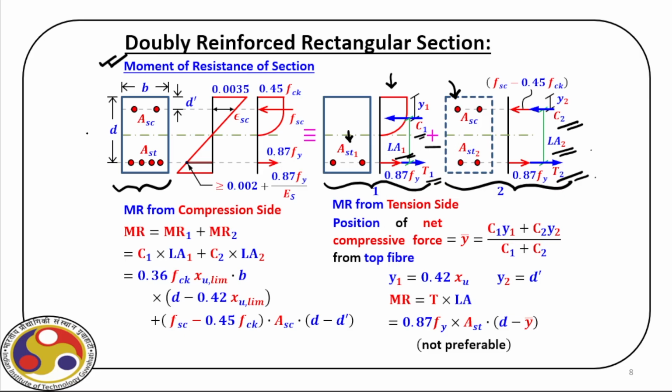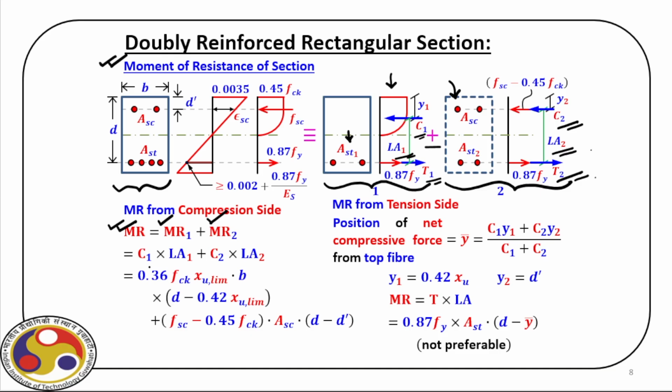We start with this doubly reinforced section. We split it into two different sections. For each individual section, we find out the moment of resistance. So for the first section, we have MR1. For the second section, we have MR2. So you simply add them up to get the total moment of resistance of the section. So that is the combined moment of resistance for the complete section.